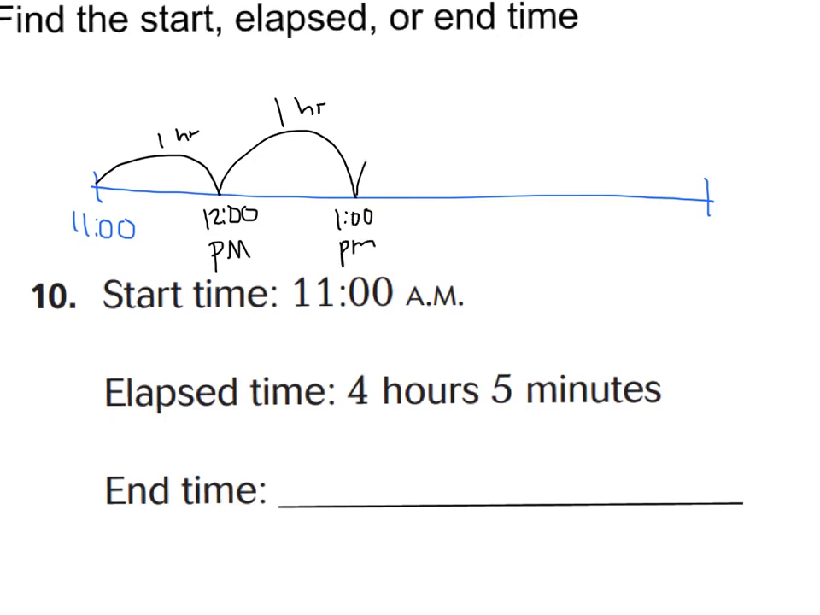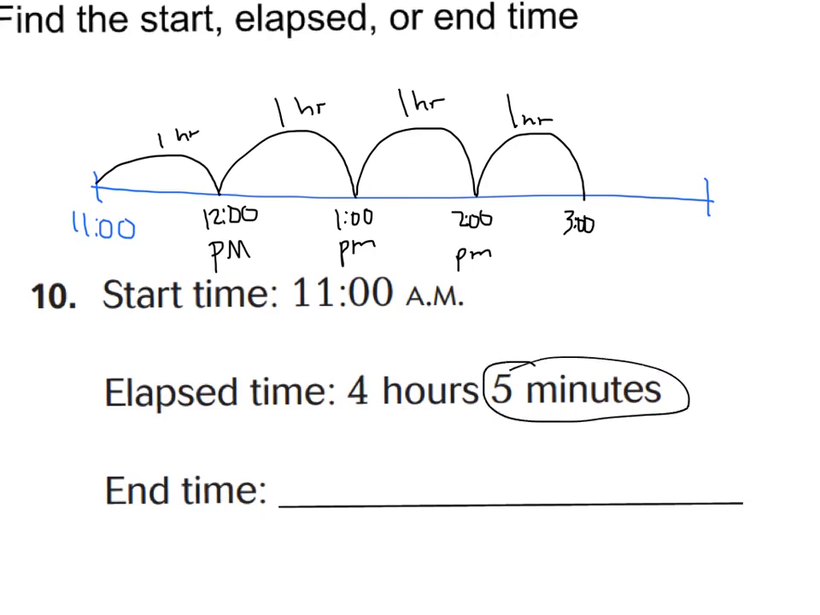Okay, that's only 2 hours though, so let's add one more hour. And that makes it 2 o'clock. And let's add a fourth hour. And that makes it 3 o'clock. And then it says we have to add an extra 5 minutes to this time. I'm going to make a smaller one and write 5 minutes. And that will make it 3:05 for our end time. All right, I hope this makes sense. So our end time should be 3:05 p.m.